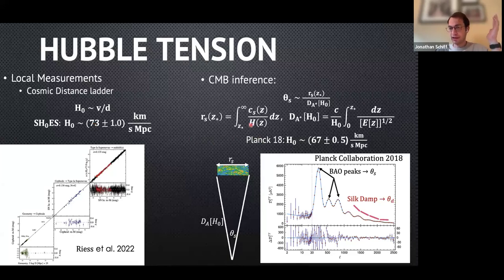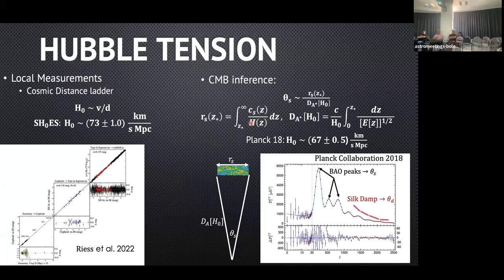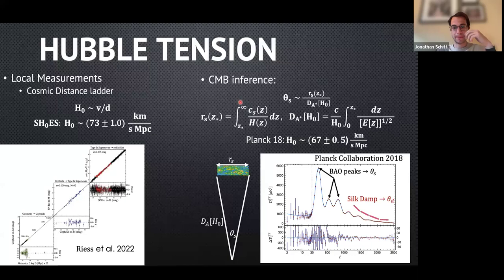People consider different ways of trying to shrink the co-moving sound horizon. Probably the most popular one is changing the expansion history prior to the time of the CMB's release by introducing something like early dark energy. But what we'll be considering here is whether an earlier recombination, so that changes z star, just changes the integration bounds here. An earlier recombination shrinks the integration bounds, that also would shrink the co-moving sound horizon and hopefully help alleviate the Hubble tension.